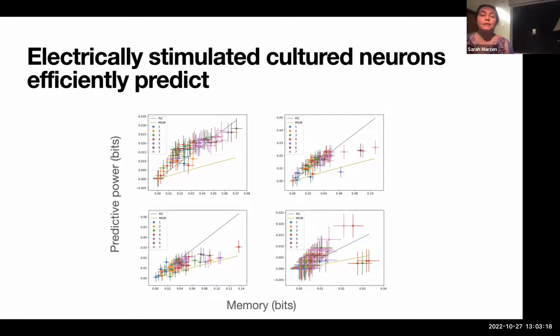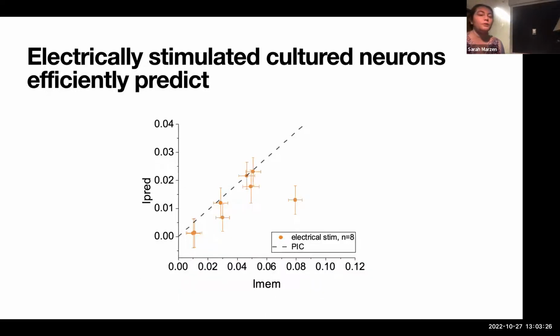But what Martina and Joost did over at the University of Twente is that for every experiment, they chose the best 5 neurons greedily. Then we put all of the experiments on one graph: here's the prediction, here's the memory, and all experiments are on this graph. What you can see is that we're pretty close to the predictive information curve overall. So also for cultured neurons, we're seeing that we are getting pretty good efficient prediction.